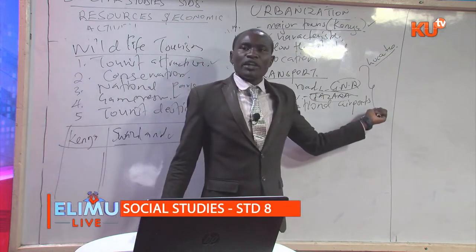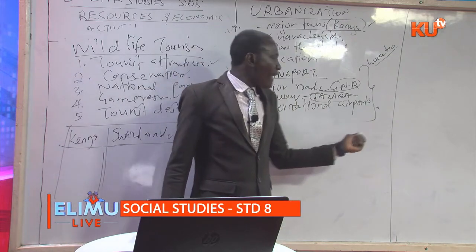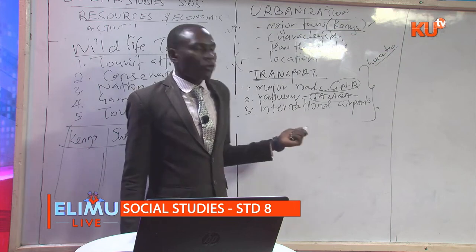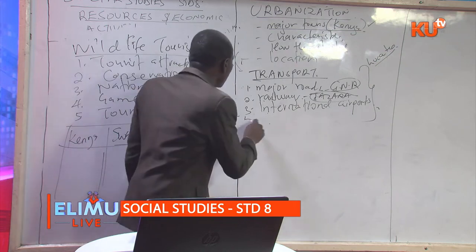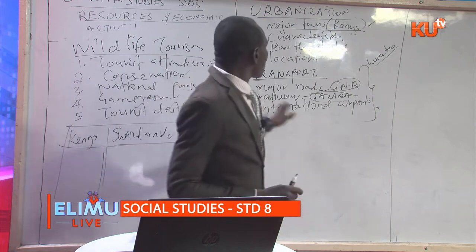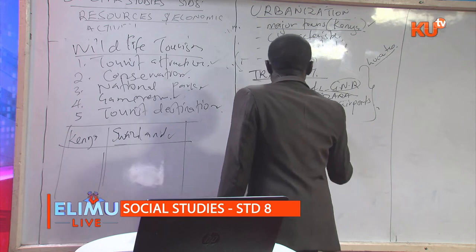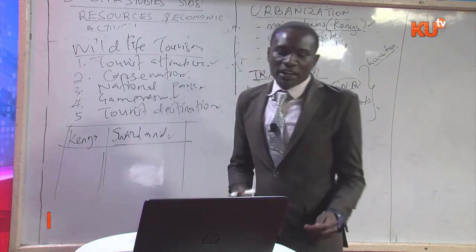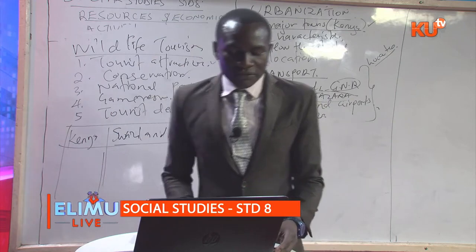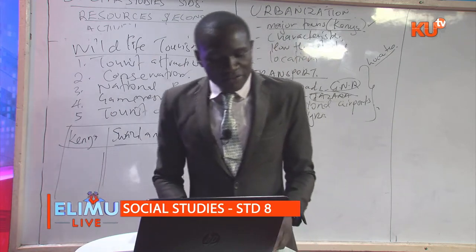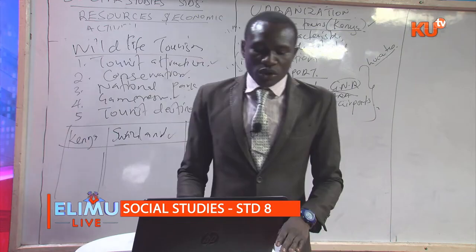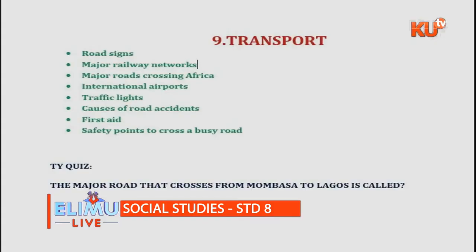International airports, you should also be able to know international airports in Kenya and also in Africa or in Eastern Africa. Then something else on transport, you should also be able to know road signs. On your screen are some of the parts that I've mentioned. We have road signs, major railway networks, international airports, traffic lights, causes of road accidents, and also first aid, and safety points to cross a busy road.